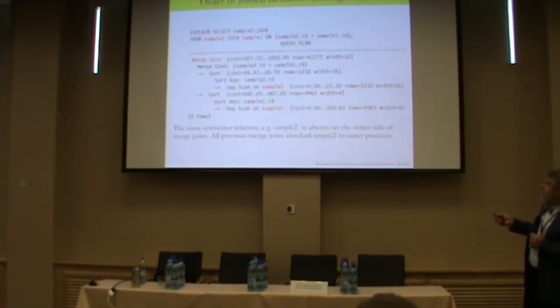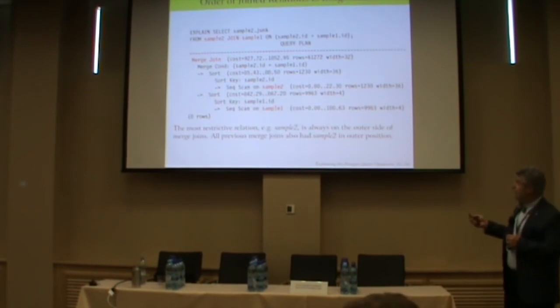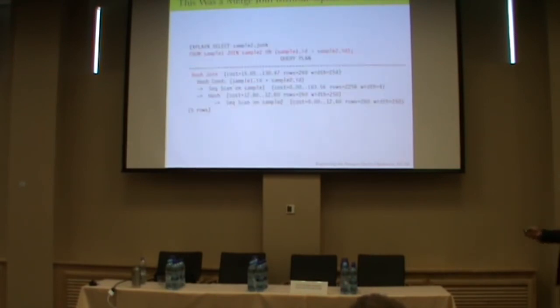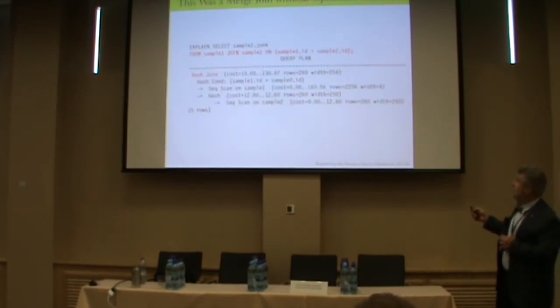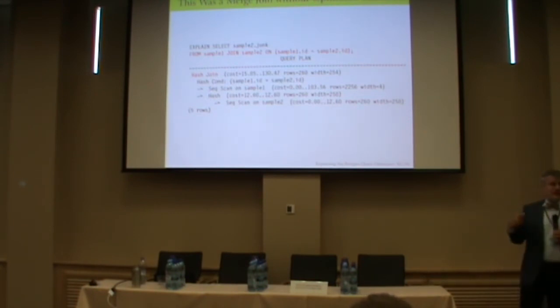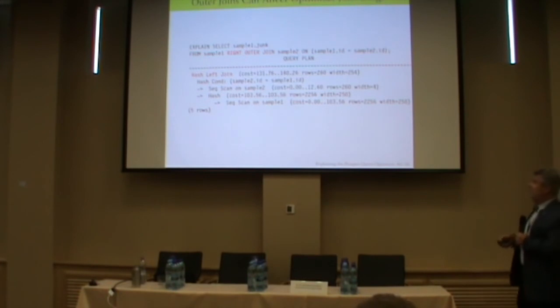Same thing here. Well, anyway, the order of the tables doesn't matter. Now, if I add some statistics, all of a sudden, what used to be a merge join becomes a hash join. So now the optimizer is using these statistics to get better estimates, and therefore it's chosen the hash join.